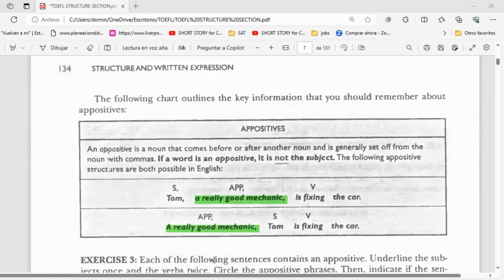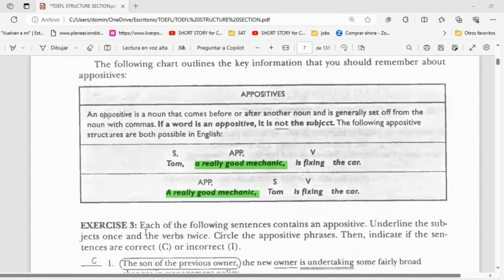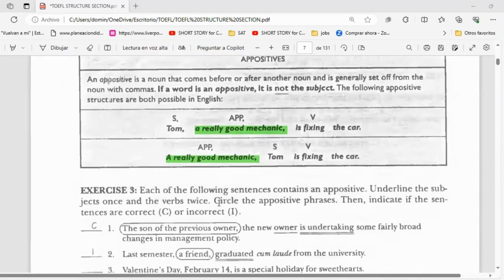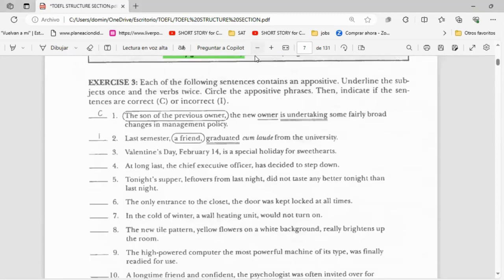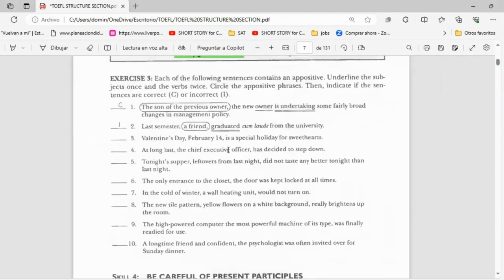Exercise 3. Now, for homework, you're going to do exercise number 3. Each of the following sentences contains an appositive. Underline the subject once and the verb twice. Circle the appositive phrases. Before you do the form, I would like you to have a look at this exercise for a little while. Pause the recording here. Try to analyze each of the sentences before you move ahead and do the form. Remember, once you start doing the form, you should finish it in the time limit provided.